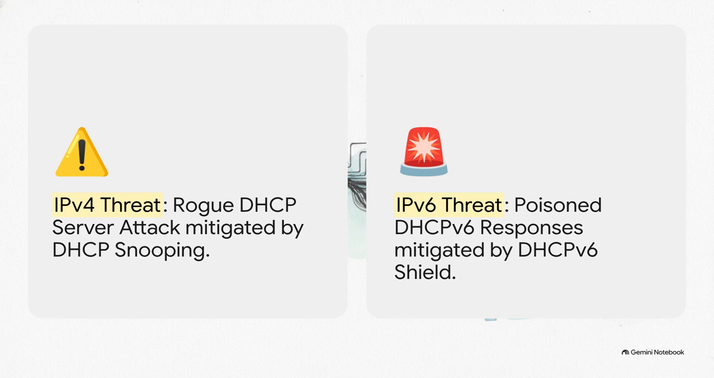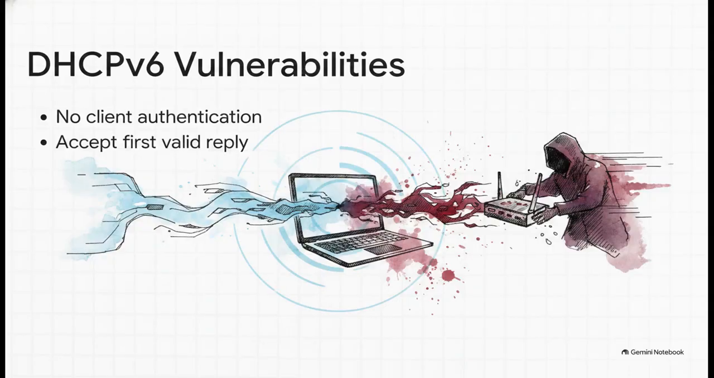We just turn on DHCP snooping on our switches. Well, in IPv6, the exact same conceptual threat exists: poison DHCPv6 responses. And the mitigation is an equivalent feature called DHCPv6 Shield. So the crucial point is this.